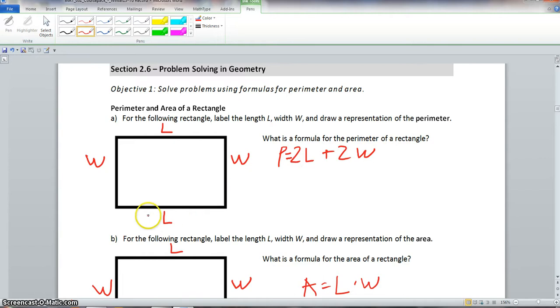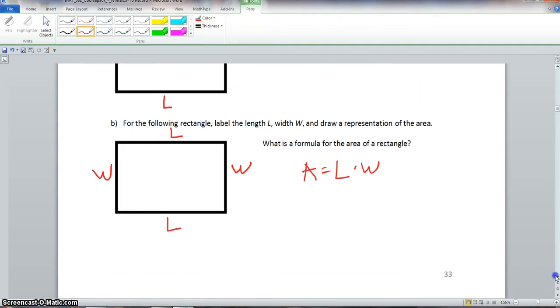Perimeter means the distance around. So you would add the width plus the length plus the width plus the length. Now you will have two lengths and two widths. So our perimeter is 2 times the length plus 2 times the width, which will give us the total distance around this rectangle. Now we go to B here.